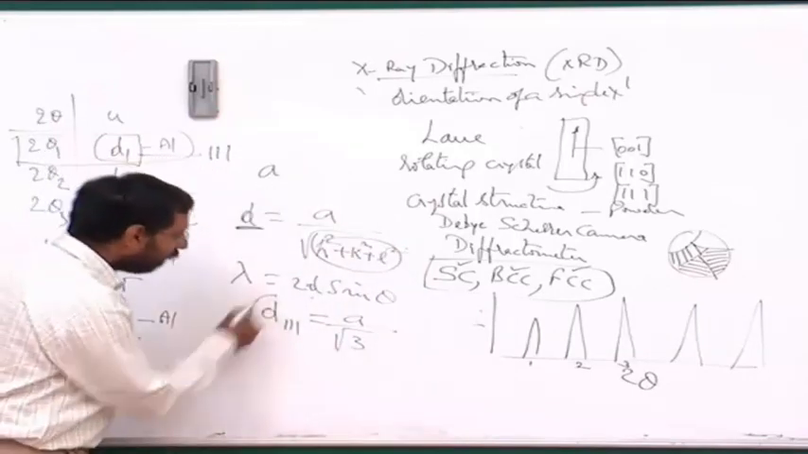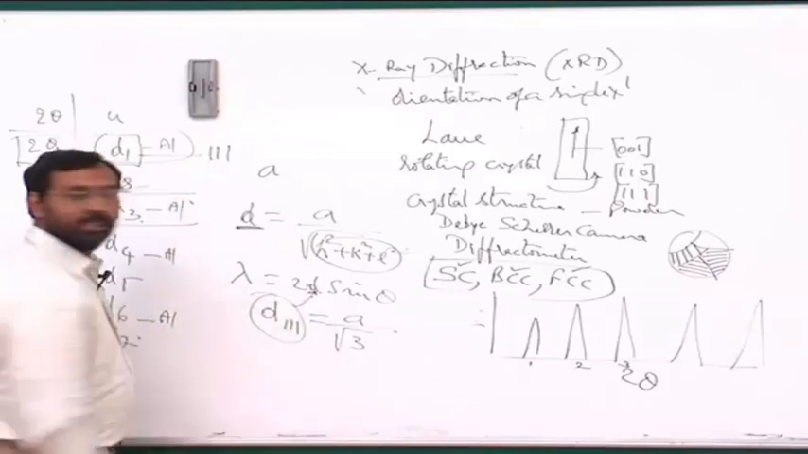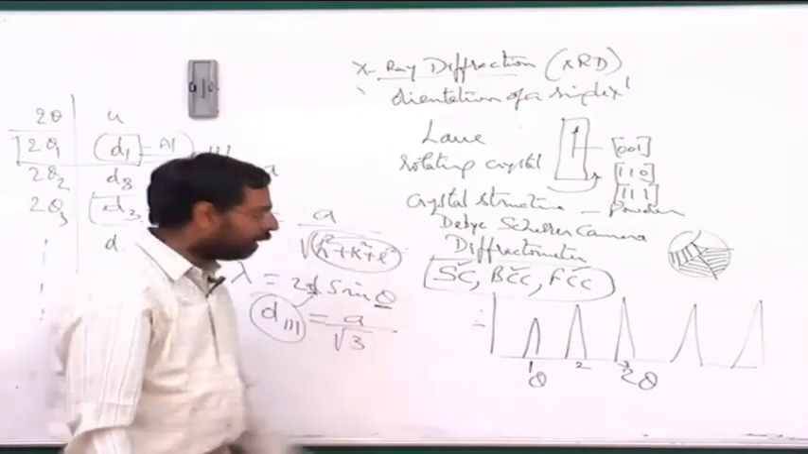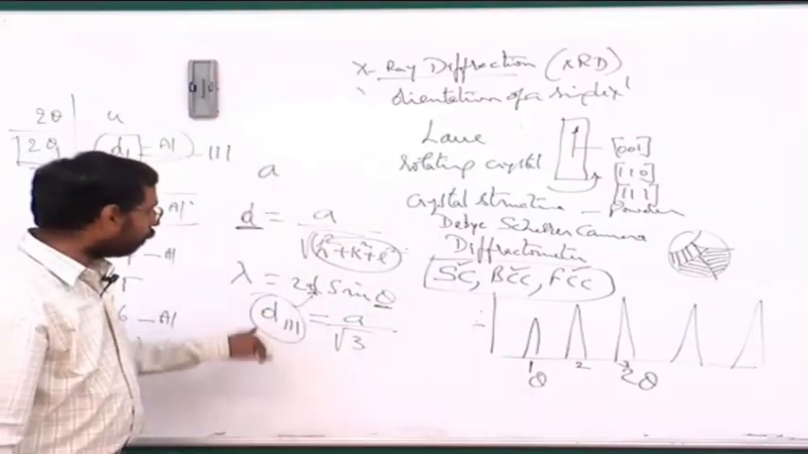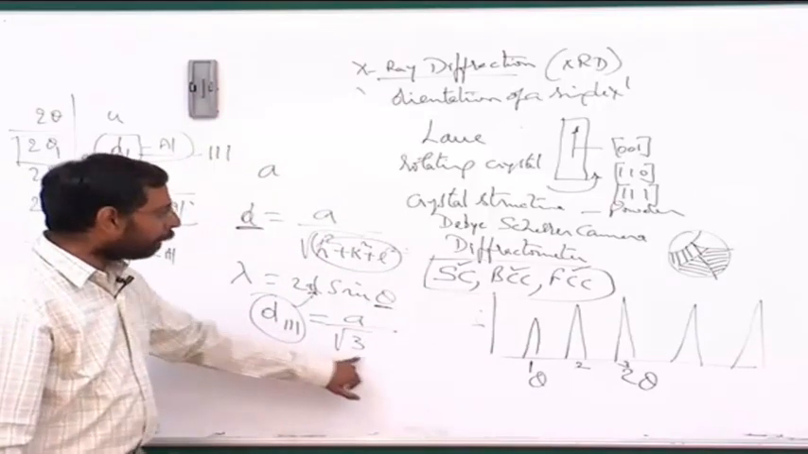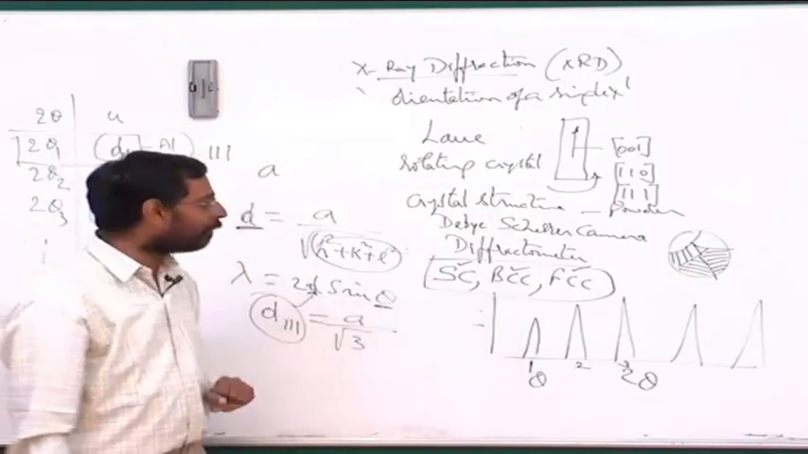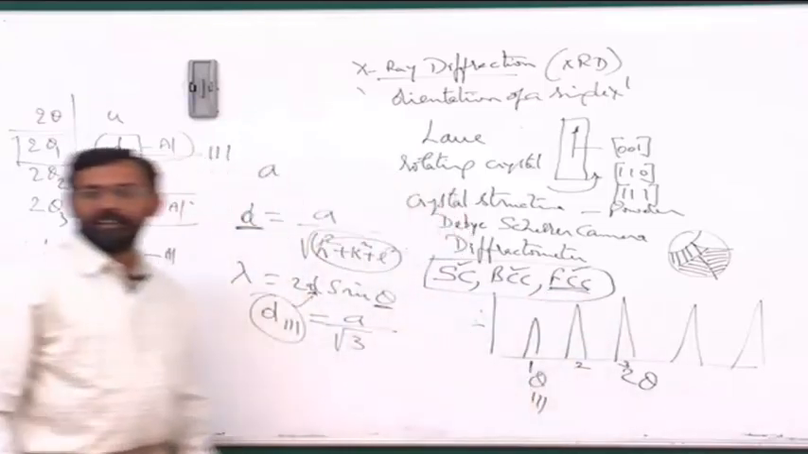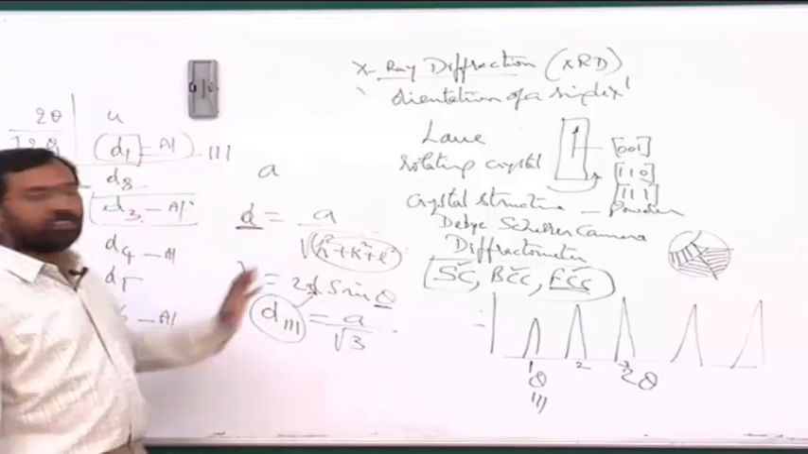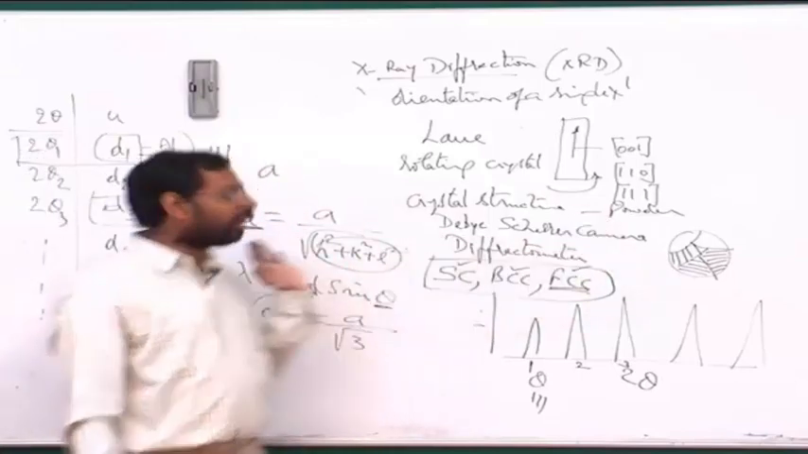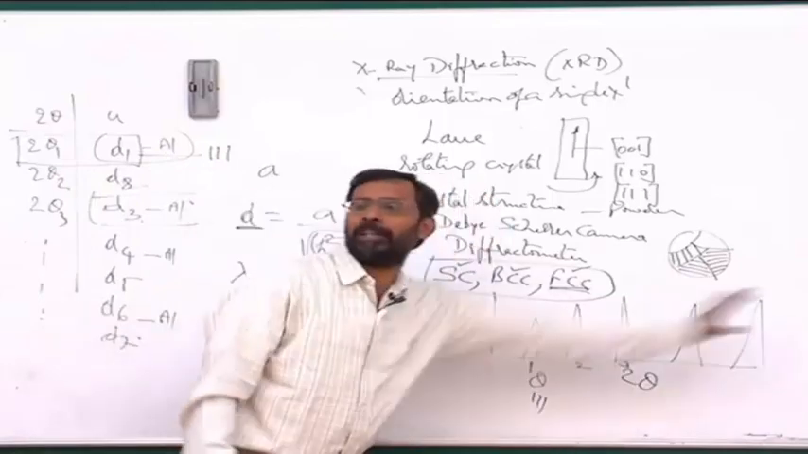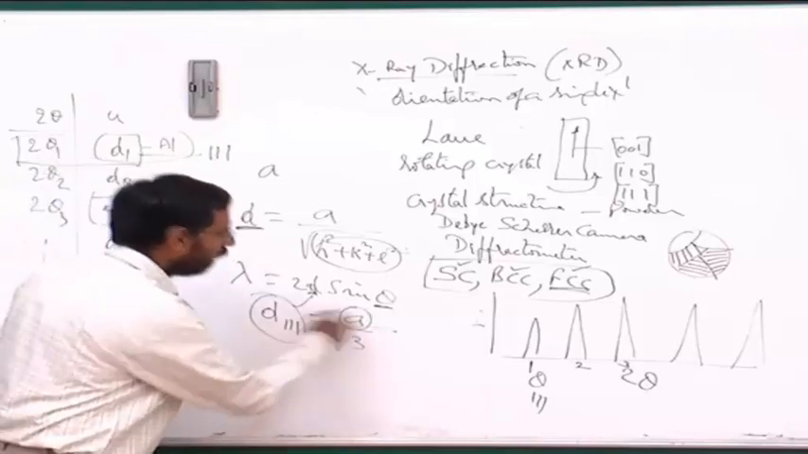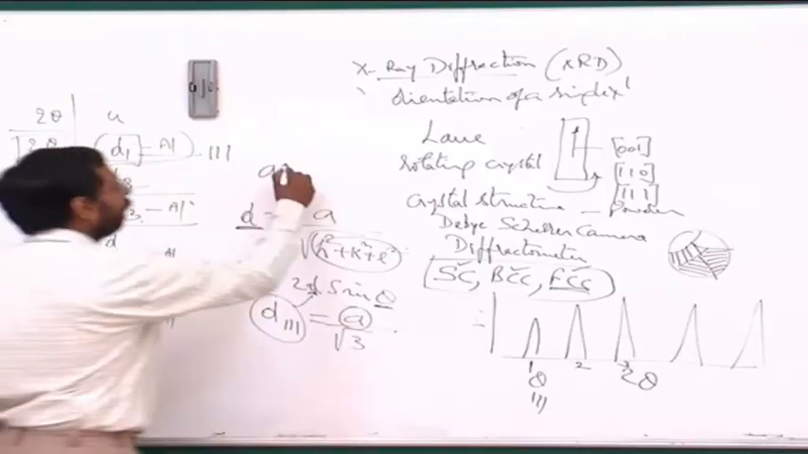So once I find the d from this formula, knowing the theta for the first peak, I put the d into this equation, knowing pretty well the first peak of FCC is 111, because I have already identified that this structure is FCC. So that's why the first step is to identify the structure. Once I identify the structure, I know all the HKLs of all the peaks. And once I know that, from that I can find out the d, and from that I can find out the a. This is how I can find out the a.